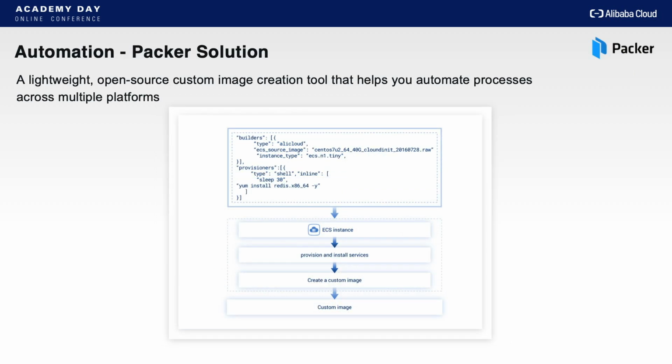The next solution is using Packer to do the automation. This is a lightweight open-source custom image creation tool that helps you to automate processes across multiple platforms. This solution uses the open-source tool Packer to automatically create custom images based on Alibaba Cloud infrastructure images or some marketplace images. A template is used to define the provisioning of ECS instances and the service installation. This template is reusable, releasing users from repetitive manual work.